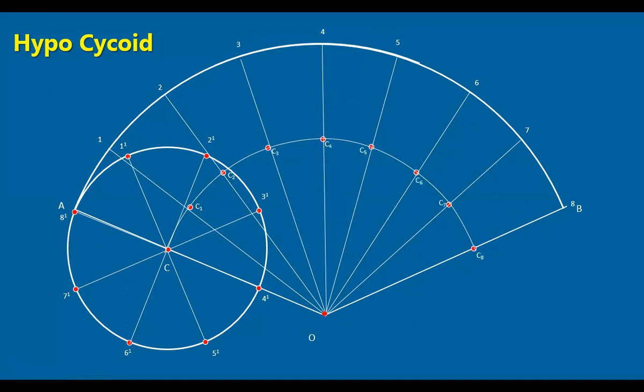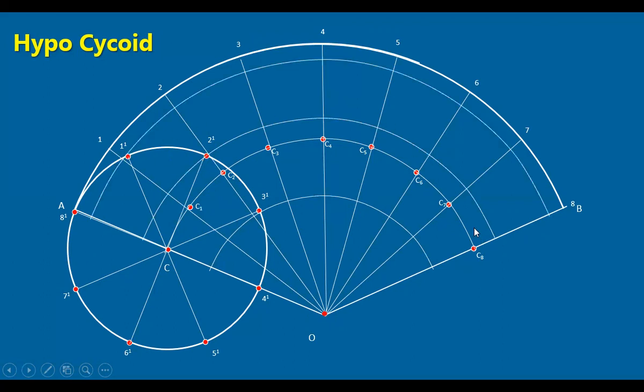And also now passing through these points 1 dash, 2 dash, 3 dash, with O as center, draw arcs passing through all these points like this. 1, 2, 3, 4, 5, 6, 7, 8.